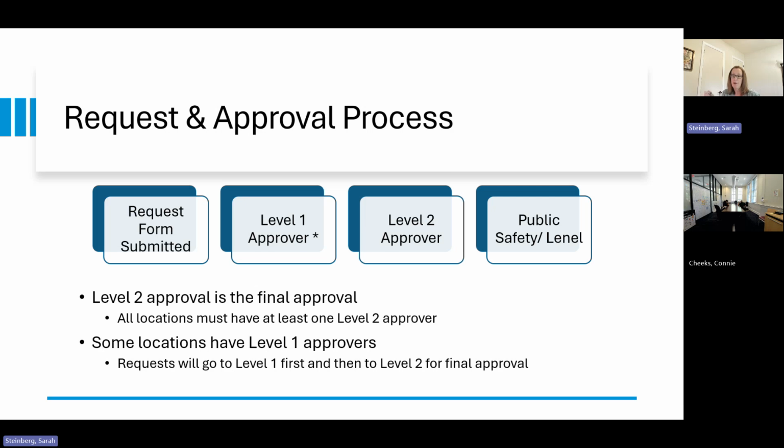Level 2 is the final approval, and all locations must have at least one Level 2 approver. Level 1 is optional. It's often used for larger locations that have more requests. So if there is a Level 1 approver, they'll receive the request first, and then once they approve it, it'll go to Level 2 for their final approval.